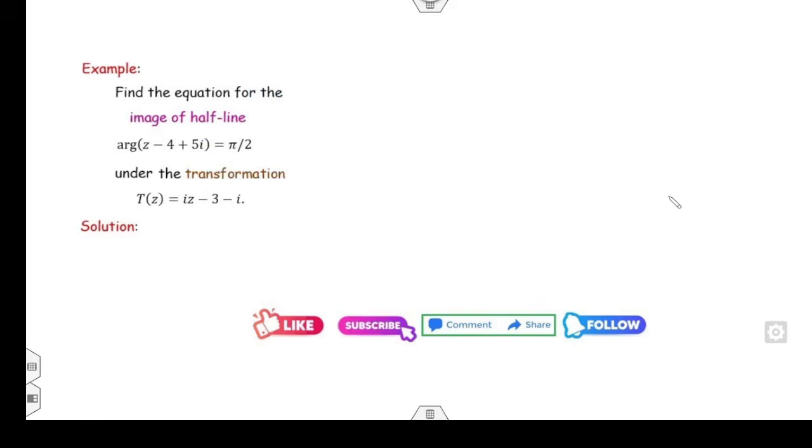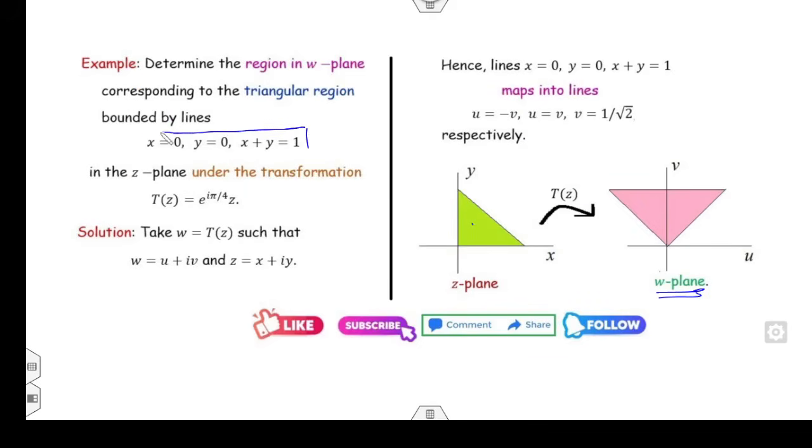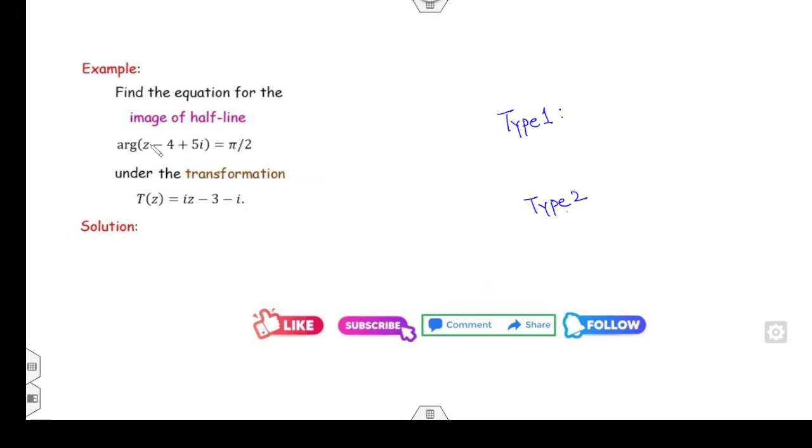Now look at the second example. Basically, whenever you are trying to solve, there are two kinds of problems: type 1 and type 2. Type 1 is when you have a particular region of the xy plane given. So this problem is called a type 1 problem. Type 2 problem is whenever the equations are given, instead of Cartesian coordinates, in terms of an equation like modulus of z minus 2 equal to 4, or in terms of the argument. This is my type 2.